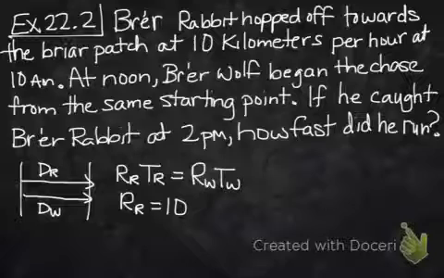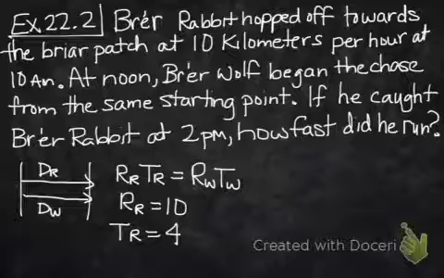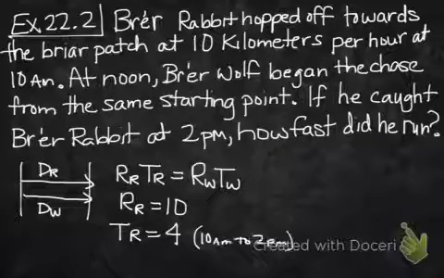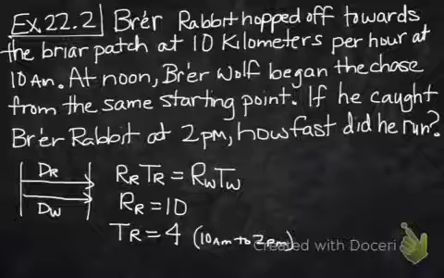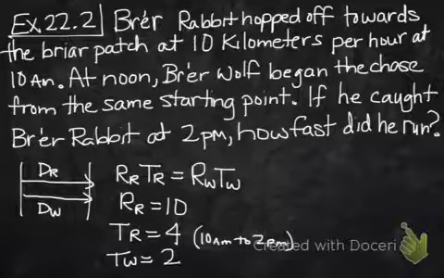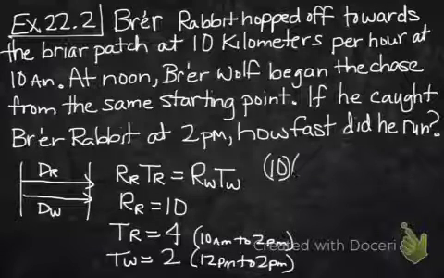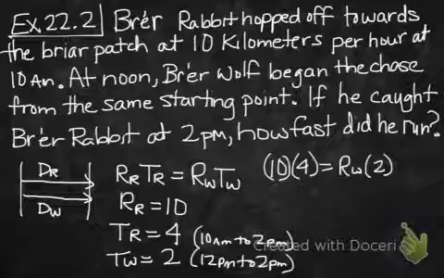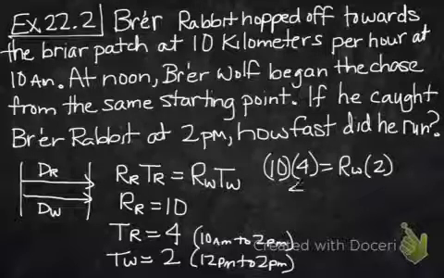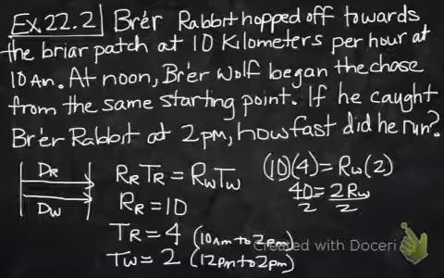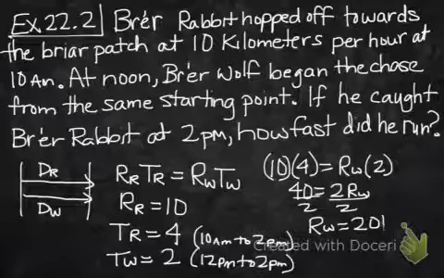The rate of the rabbit was 10 kilometers per hour, and we know that Rabbit took 4 hours. The reason why we know that is because he started at 10 a.m. and finished at 2 p.m., so that was 4 hours. And the time of the wolf is 2 because he started at noon and ended at 2. So we plug this in. We know r sub r is 10 and t sub r is 4. R sub w is what we'll be solving for, and we know t sub w is 2. So we have 40 equals 2 r sub w, divide by 2. We get the rate of the wolf is 20 kilometers per hour.